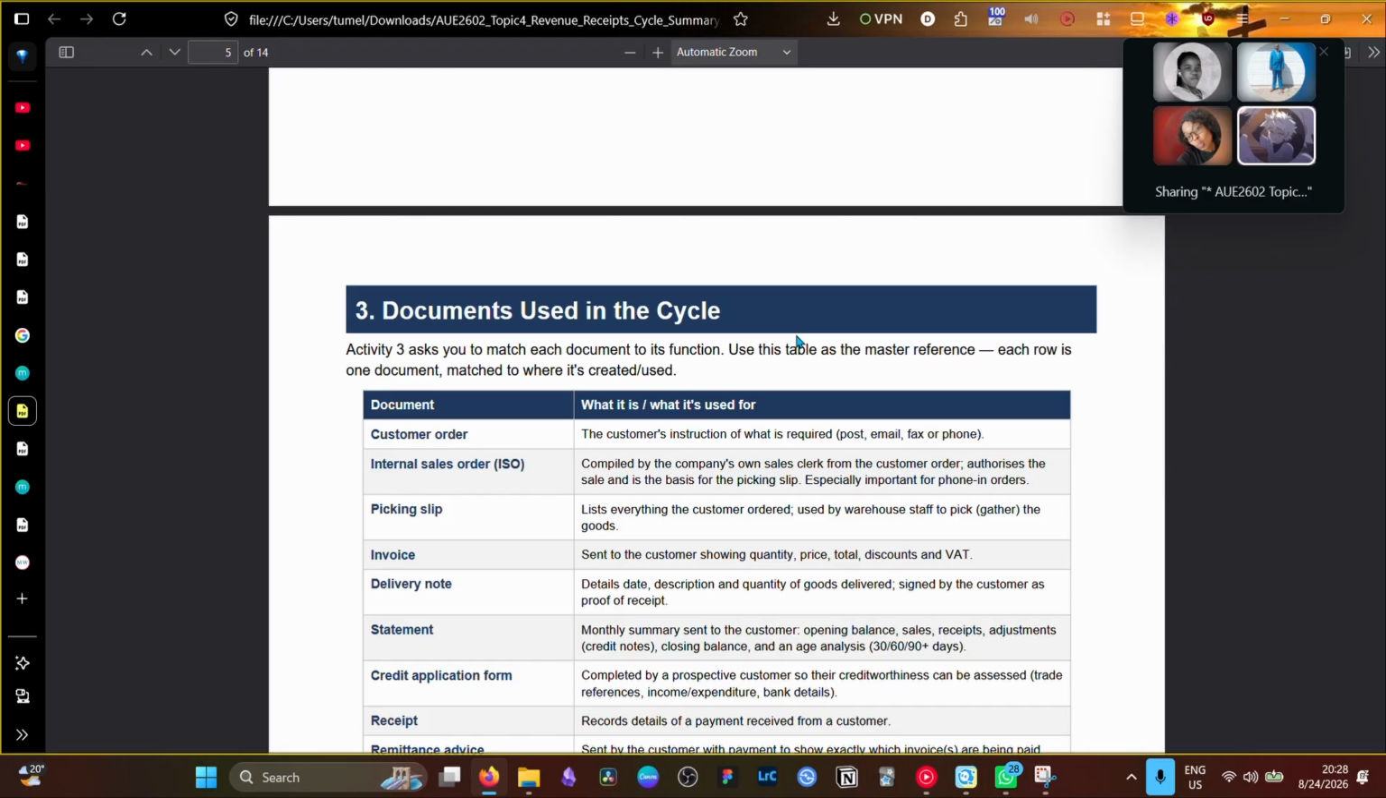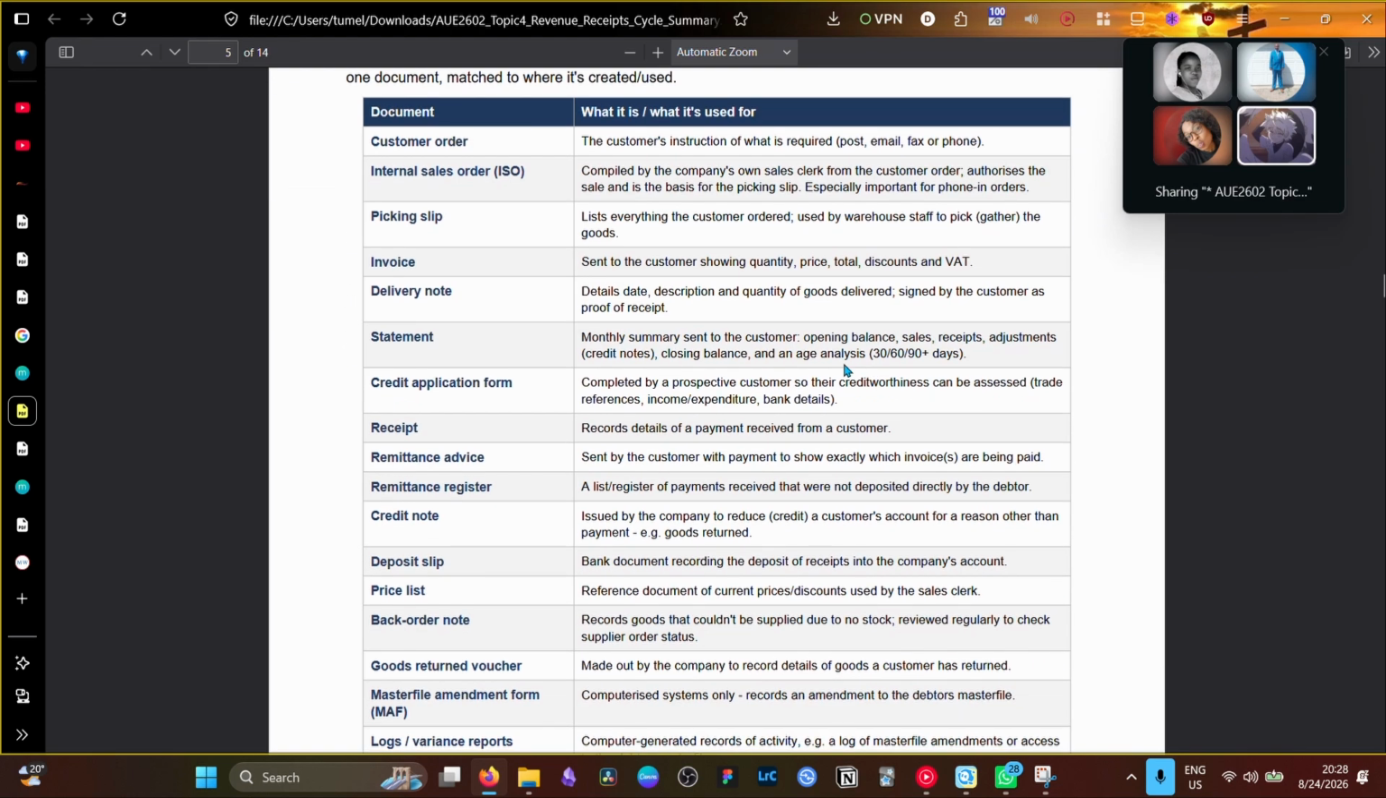But I think it will be better if I just send these notes, to be fair. These notes just make things easier. It's just that they can be hard to read, so you may hopefully excuse me on that one. The physical notes, I mean. And then we have the delivery notes. Delivery notes here, what does it do? It details dates, description, quantity of goods delivered, signed by the customer as proof of receipt.